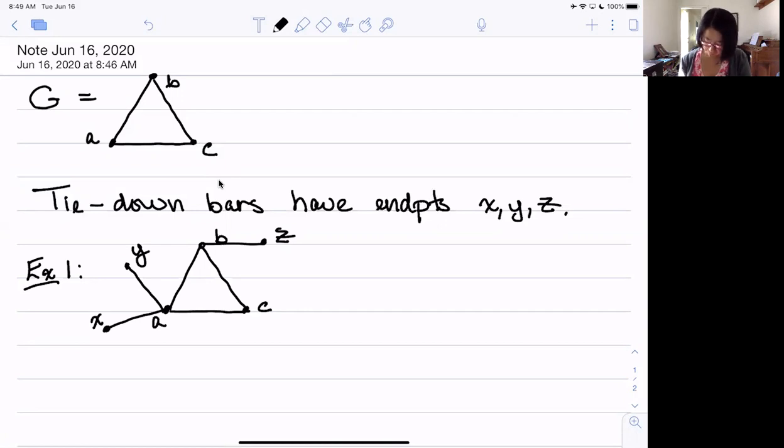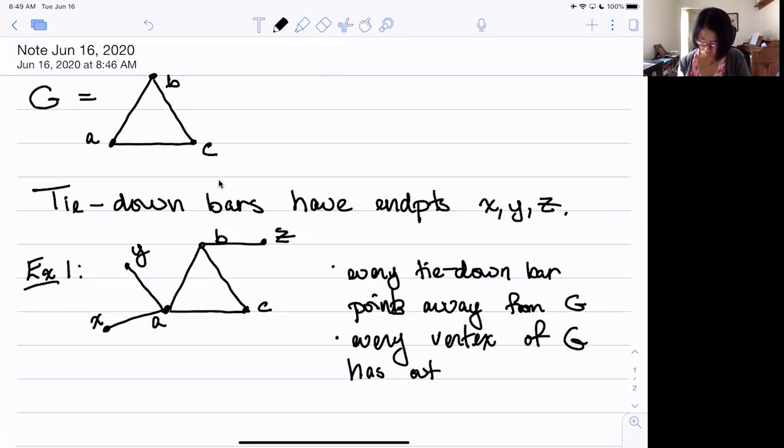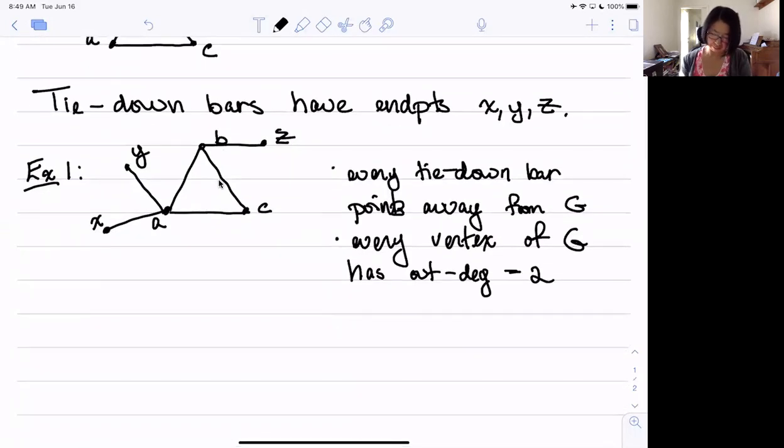So every tie down bar points away from G, and every vertex of G has out degree equal to 2. Okay, so let's see how many ways there are of doing this.